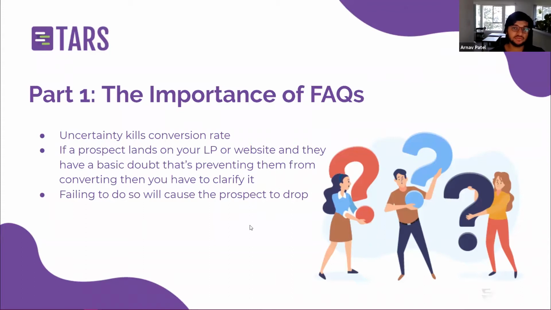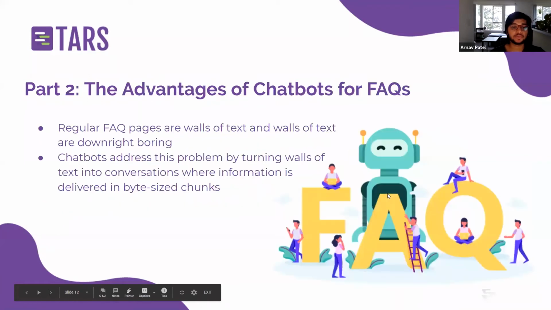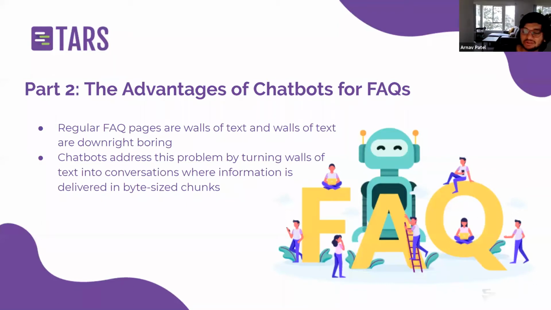Now, the next part of this argument has to do with the advantages of chatbots for FAQs. So the natural next question is, okay, we need FAQs because they're an efficient way of addressing these basic queries that people have. But why do we want to use a chatbot instead of a regular page with text on it? And as always, with most of these webinars where we talk about the advantages of chatbots, it all really boils down to engagement. Regular FAQ pages, if you've ever seen them, are pretty boring. They are just walls of text that prospects have to read through to get the answers that they desire.